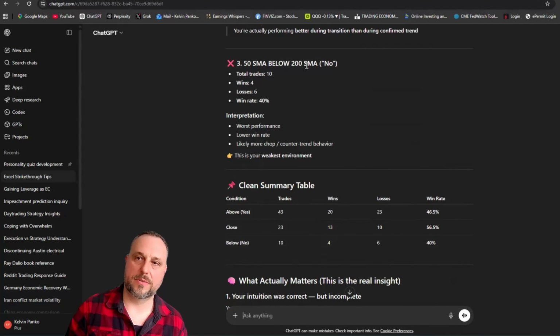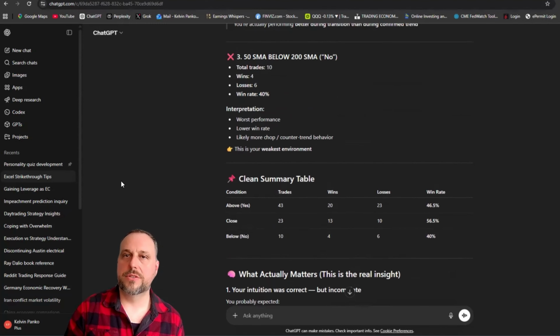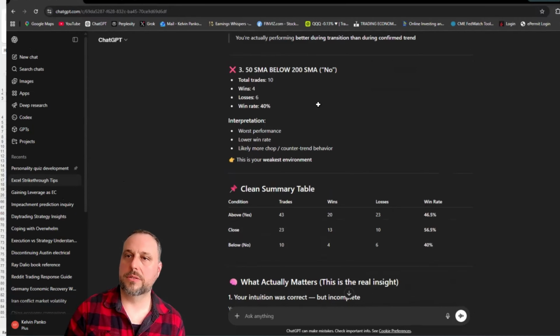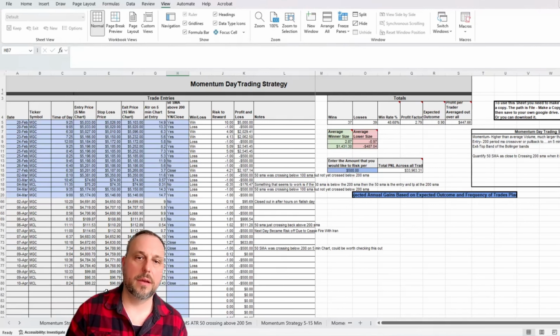And then, of course, as we thought, if the 50 SMA is below the 200 SMA, obviously that's not a good entry. So, long story short, I spent the morning going through everything, adding this criteria, and it's a bust. It's a bust. This doesn't add any edge meaningfully in any way whatsoever.